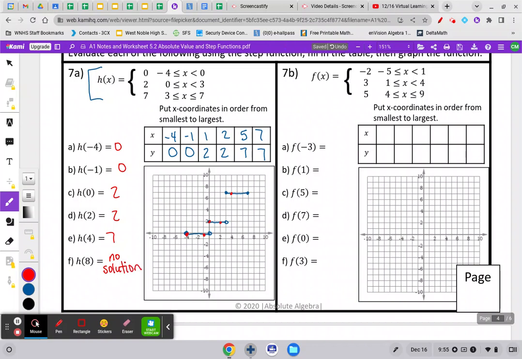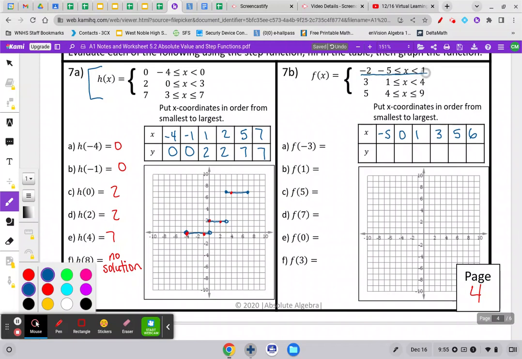And then we'll do the same thing with our last one here. I'm going to just choose some random x values because we can do that. I am going to choose them within the range though, so I don't get no solutions again. Looking within the ranges, if x is negative 5, y has to be negative 2. If x is 0, y also has to be negative 2 because it's within this range. If x is 1, y has to be 3. If x is 3, since it's in this range, y has to be 3. And if x is either 5 or 6, y has to be 5.